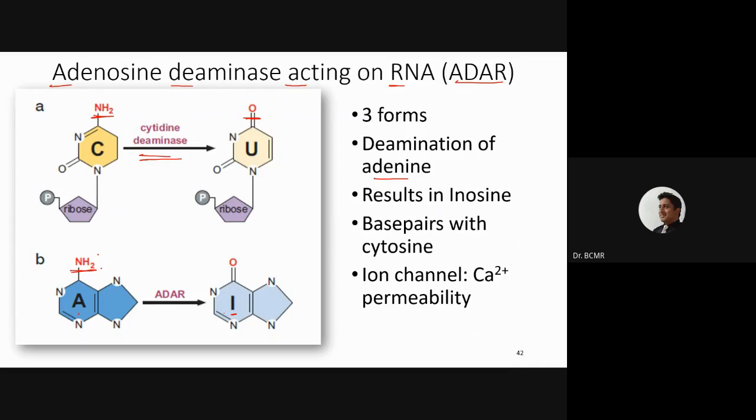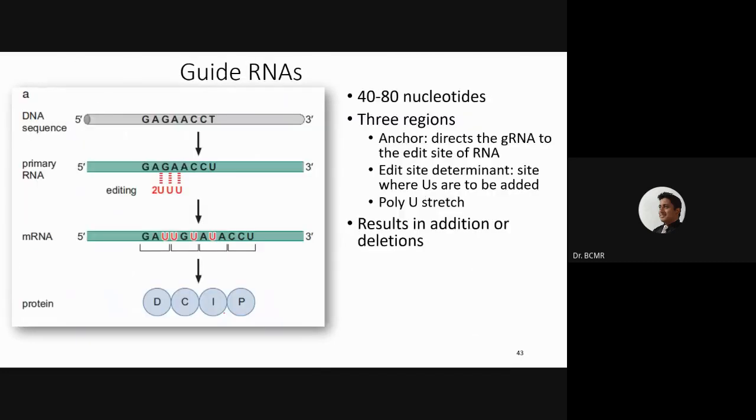Inosine can base pair with any of these. So when we read about translation, you will try to figure out how the ribosome reads, and there is a difference in what happens. That is another chemical modification of the RNA. Now this is something even more interesting. It is done by guide RNA.